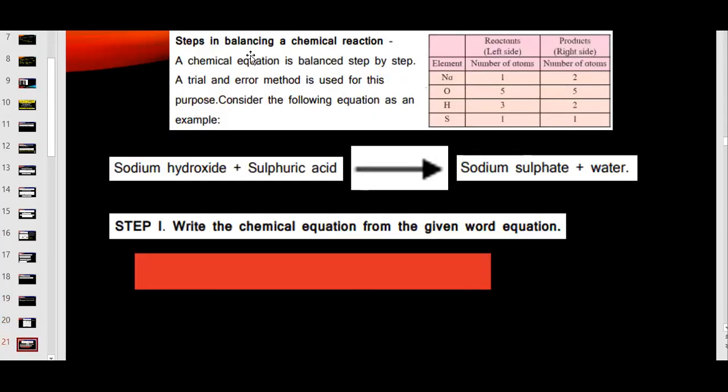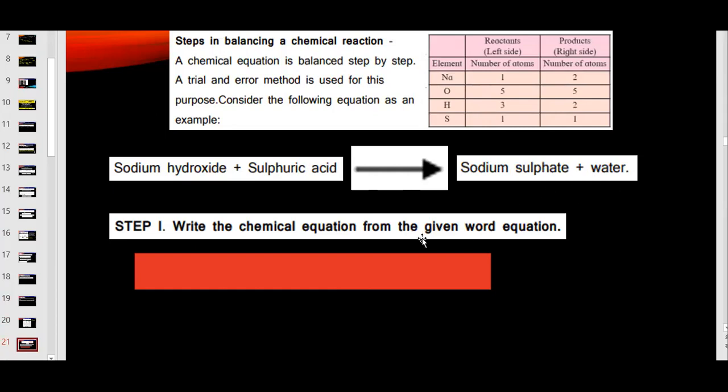Okay, steps in balancing a chemical reaction. If you want to balance a chemical equation, it is balanced step by step. A trial and error method is used for this purpose. Consider the following equation as an example. Here the equation is given in word form: sodium hydroxide plus sulfuric acid gives sodium sulfate and water.